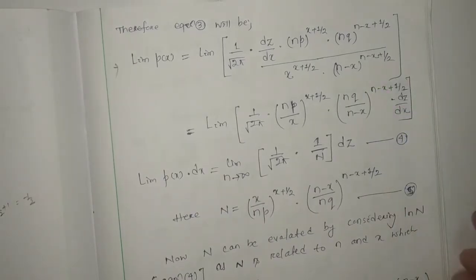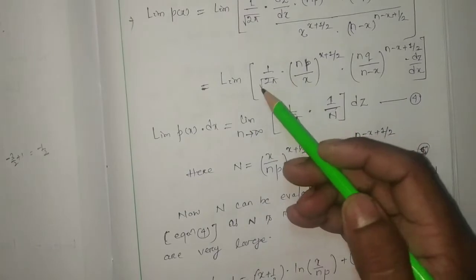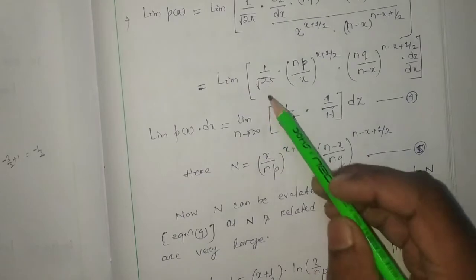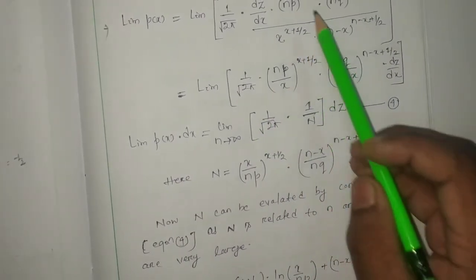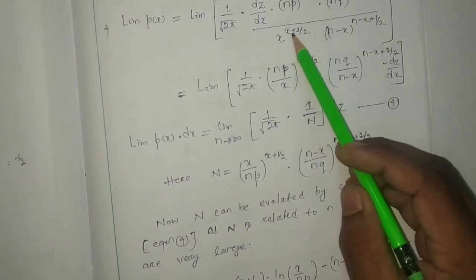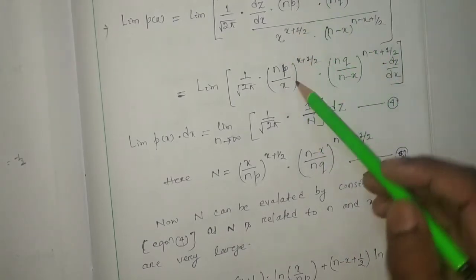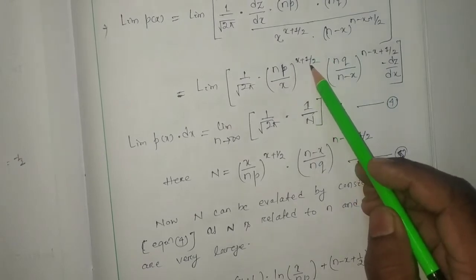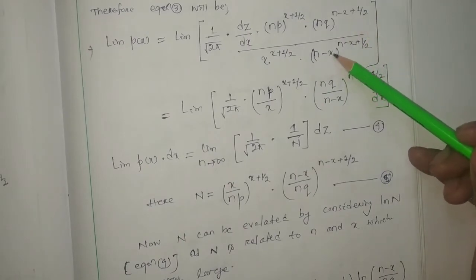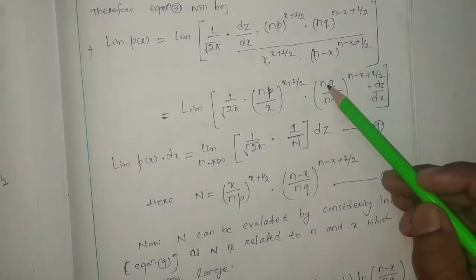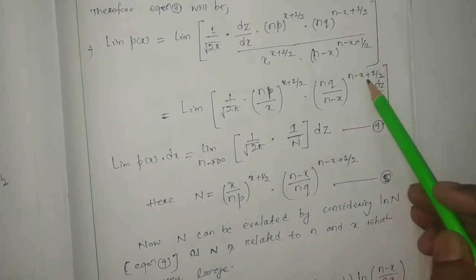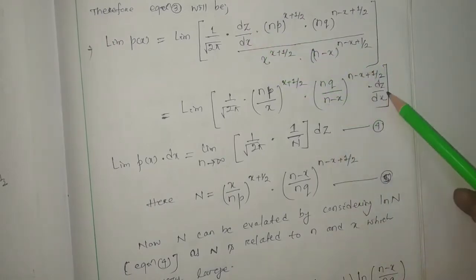So that is equal to the limit of 1 by root over of 2 pi into, here you can see np to the power x plus 1 by 2 and x to the power x plus 1 by 2, so we can write np by x to the power x plus 1 by 2. Similarly nq to the power n minus x plus 1 by 2 over n minus x to the same power, so we can write nq by n minus x to the power n minus x plus 1 by 2. And dz by dx we have written over here.